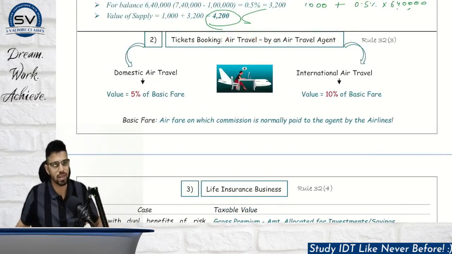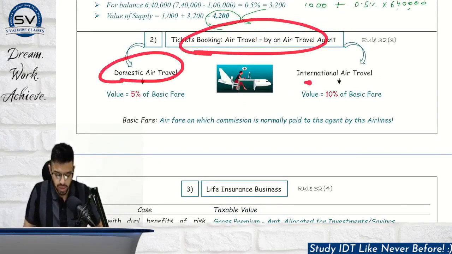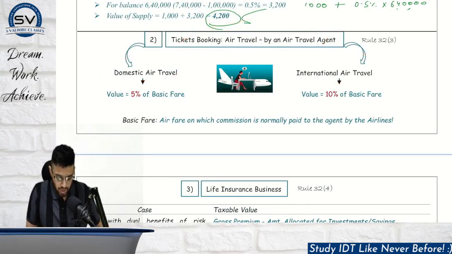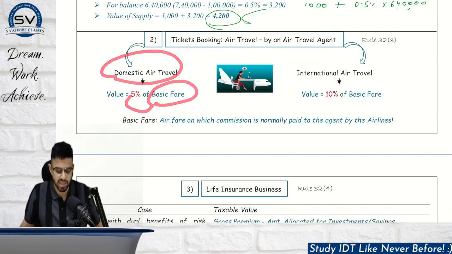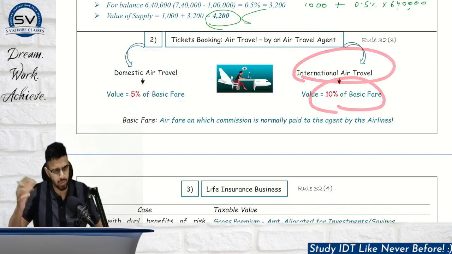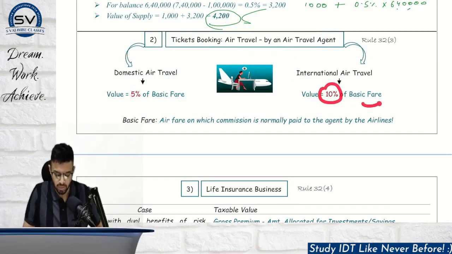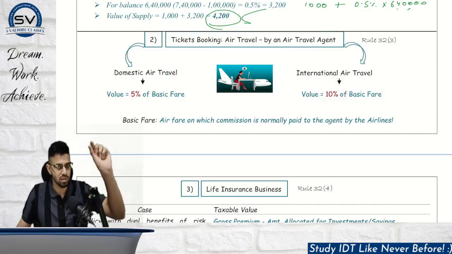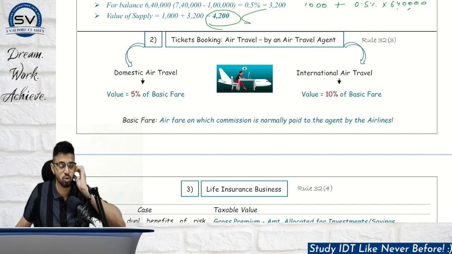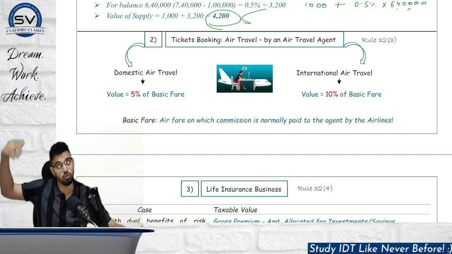Now this is as simple as it can get, nothing in this particular case. In air travel agent, just see whether it is a domestic air travel or international air travel. If it is a domestic air travel, you take 5% of basic fare. If international air travel, value is a bit more because of high value tickets, 10% of basic fare. What is the basic fare? This is actually indicated in the tickets as well, and this is generally that amount on which that particular agent gets commission from the airline.